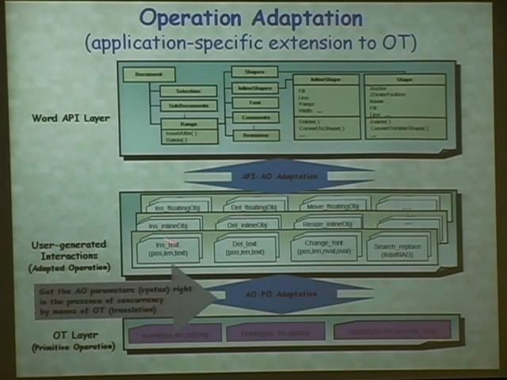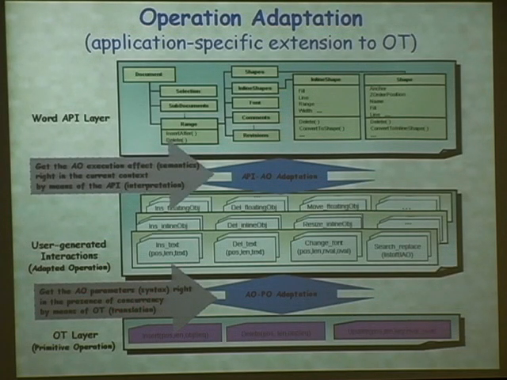One is to adapt the AO user-generated operation to the OT required primitive operation to handle any issue caused by concurrency, consistency maintenance, group undo, etc. This adaptation is done there. And we also use another level of adaptation to get the semantics right. This level is to get the syntax right. And this is the art of operation adaptation.